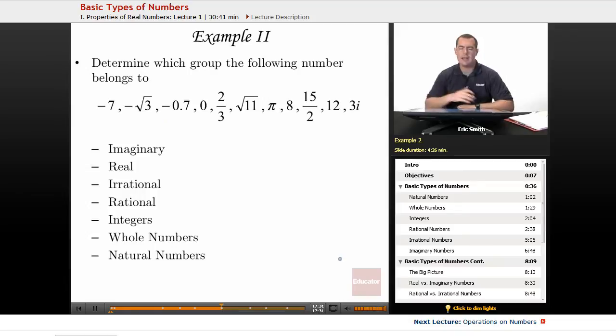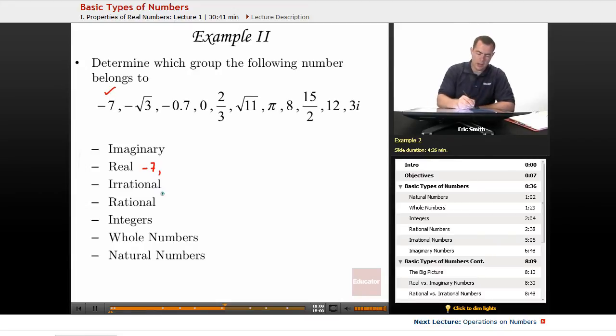Now let's try this in a slightly different way. Here I have a giant group of numbers. We want to list out whether the number is in some of our various different groups, like imaginary, real, irrational. That way we can think of visualizing, classifying them in just a slightly different way. So let's start off with the first one. I want to figure out all the groups that -7 belongs to. Well, I know that it is a type of real number, so let's go ahead and put it into that group.